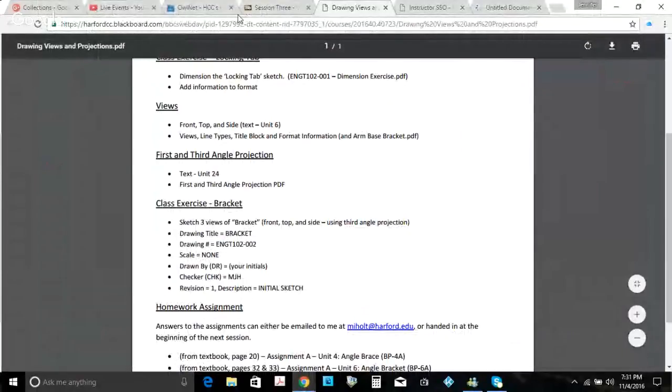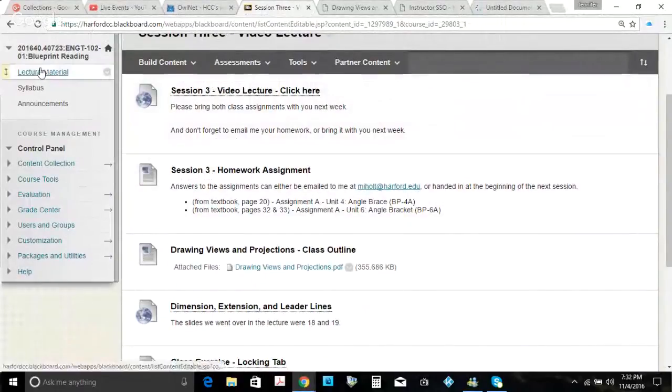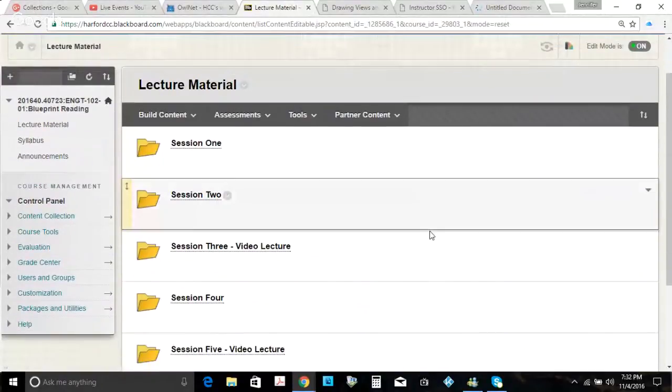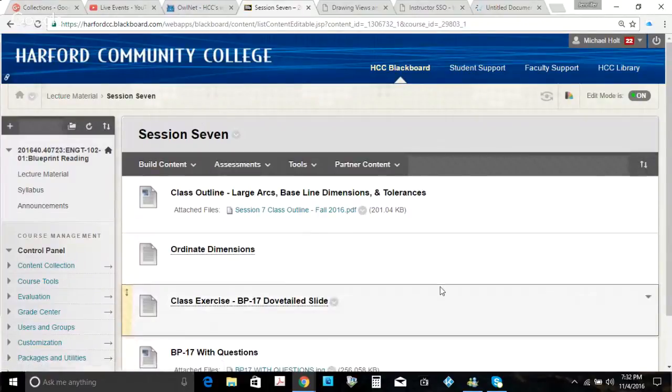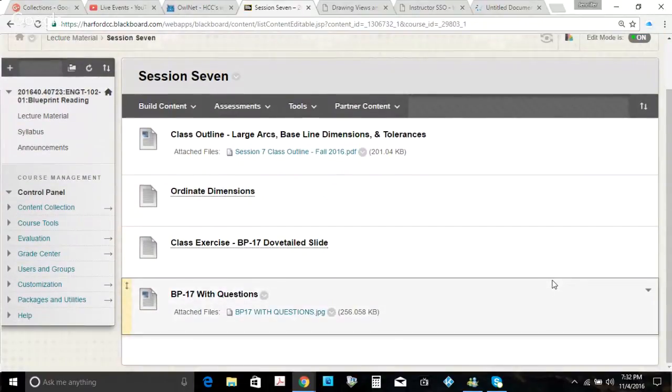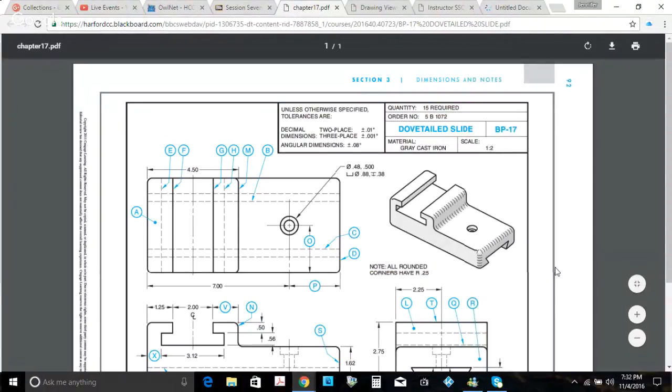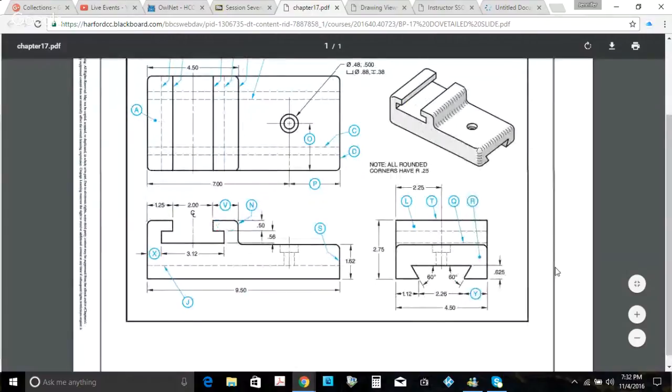Being able to determine dimension values. We did a lot of class exercises and homework exercises where a dimension would maybe have a... oh, here, let's just bounce over real quick and take a look at one, just so we're not being too ambiguous. Actually, we'll go to the very last session that we had, because we did have an example of where we were calculating unknown dimensions, and it was in class exercise BP17, the dovetail slide, one of the last things we did in the last class.